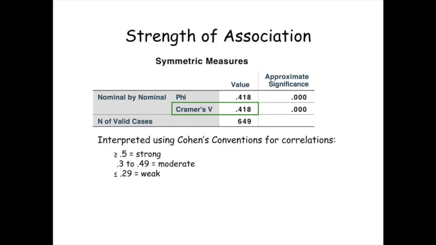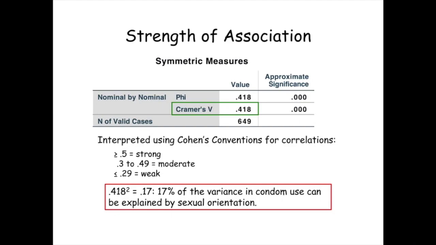This value can be squared to provide a measure of shared variance. 17% of the variance in condom use can be explained by or attributed to sexual orientation, leaving other factors to account for over 80% of the variability in condom use.